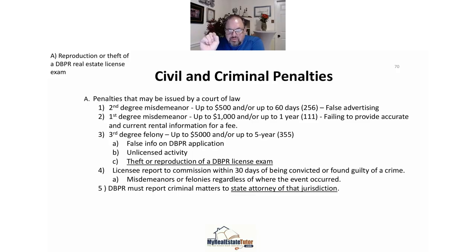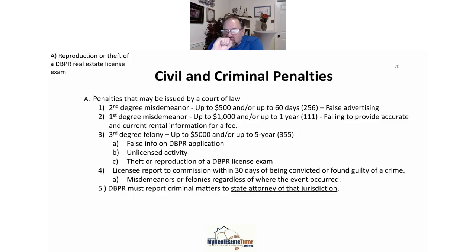First-degree misdemeanor is 111. That's the area code. It's up to $1,000 or up to 1 year in prison. 111, first-degree misdemeanor. Remember, second is a lot less than first. So if you go into pecking order, first degree is the highest of misdemeanors, not felonies, misdemeanors.